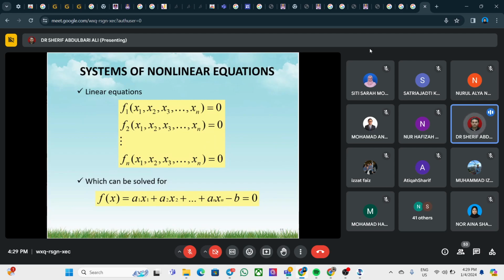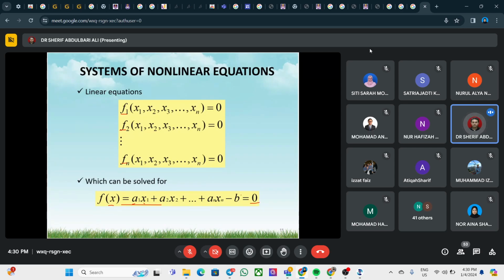Before we start, a system of equations is a function of the values of x, and it could have one function or two functions or n number of functions, all of which can be written as a function of x with a constant value a and coefficients a1 x1, a2 x2, equal to 0.